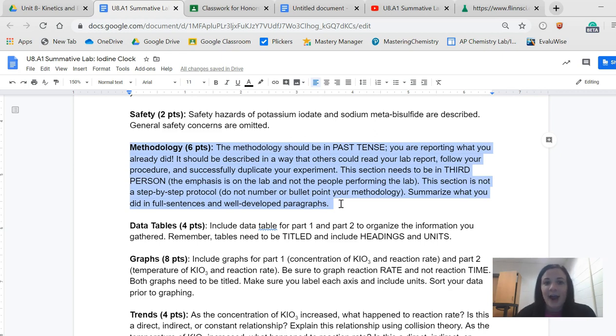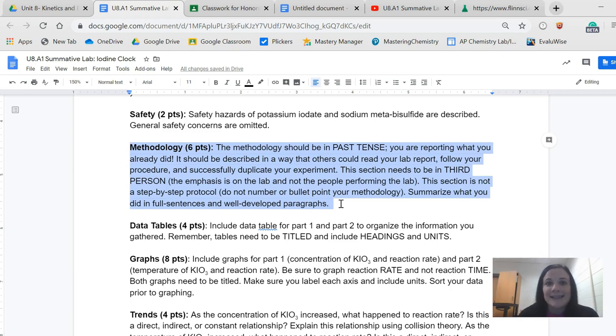You need to describe all 6 trials from Part 1, which was concentration. So even the trials that I did as a demo, you need to describe. My suggestion is to describe 1 trial and then say this procedure was repeated using the following quantities, and then just list the quantities of potassium iodate and water that you used for each of the additional trials.